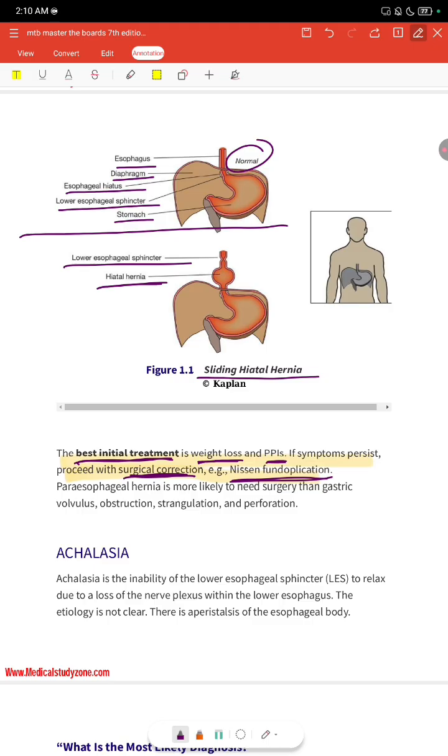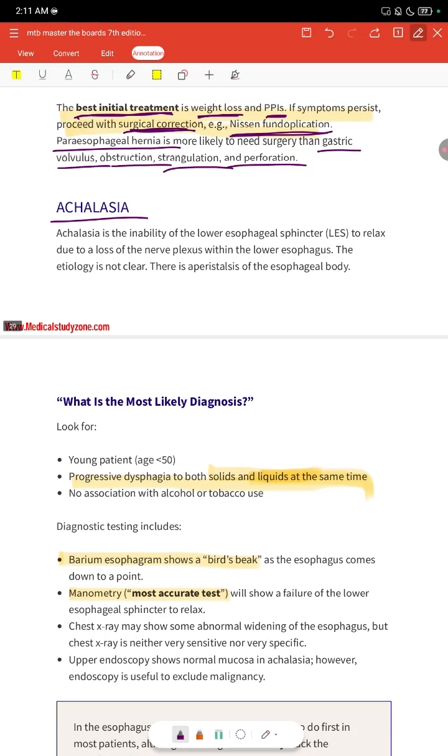So how does it work? The surgeon takes the upper part of your stomach called the fundus and wraps it 360 degrees around the lower esophagus. This tightens the lower esophageal sphincter so acid can't flow back up, but food can still go down. There is another point: paraesophageal hernia is more likely to need surgery than gastric volvulus, obstruction, strangulation, and perforation.